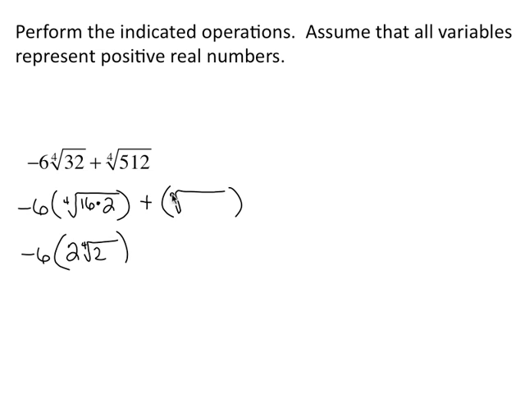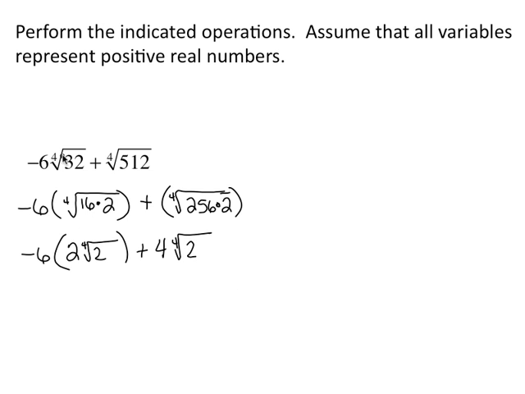Now, for this one here, we need to recognize the biggest perfect fourth power that goes into 512, and that would be 256. So 256 times 2 is equal to 512, and the fourth root of 256 would be 4. So this would simplify to 4 times the fourth root of 2.